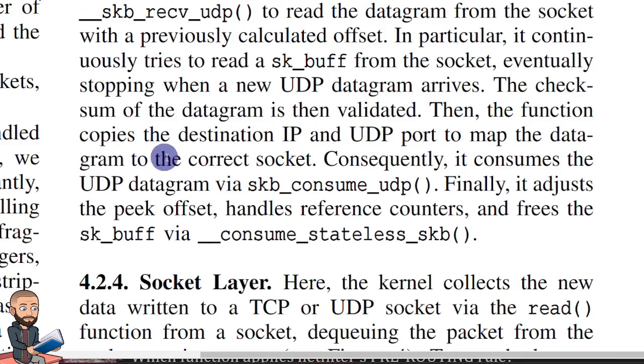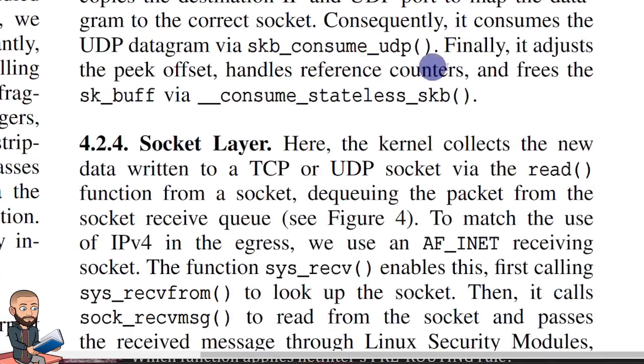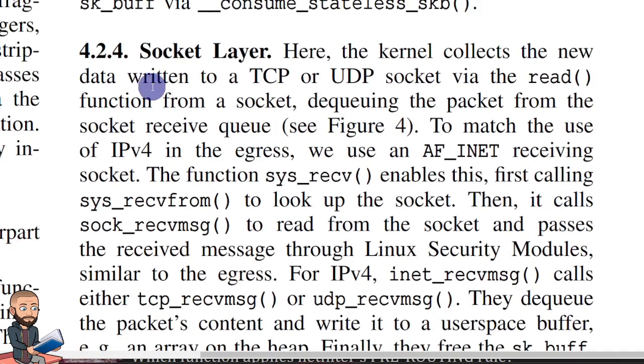Then the function copies the destination IP and UDP port to map the datagram to the correct socket. Consequently, it consumes the UDP datagram via skb consume UDP. Finally, it adjusts the peek offset, handles reference counters, and frees the SK buff via consume stateless skb. Right, in the next video, we'll start with the socket layer.